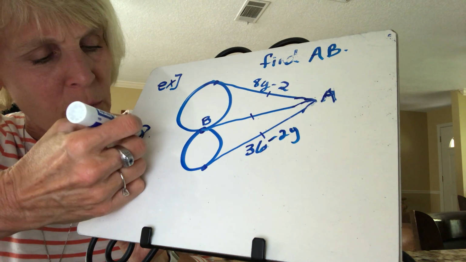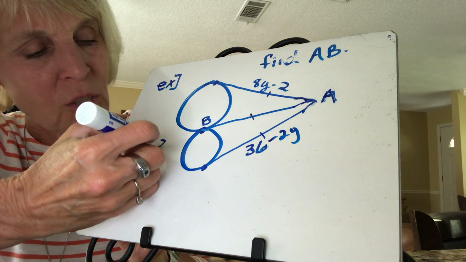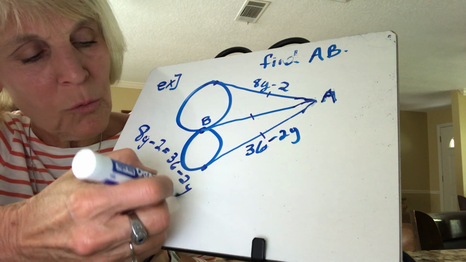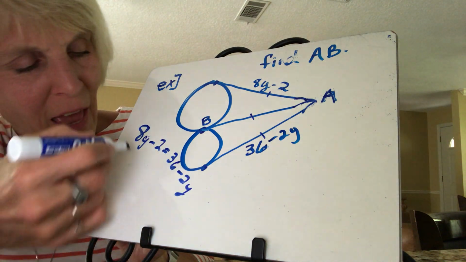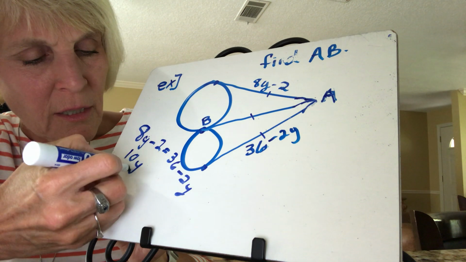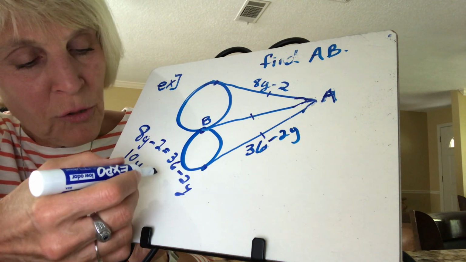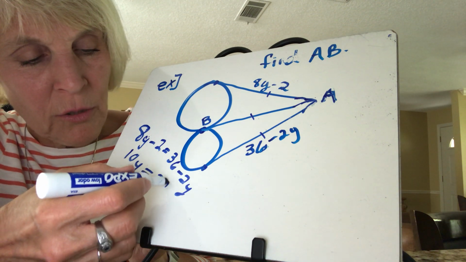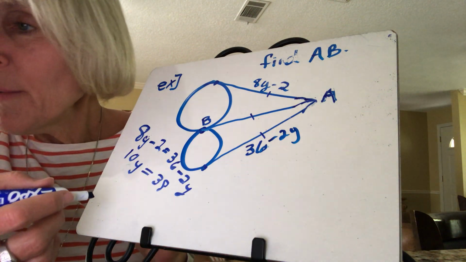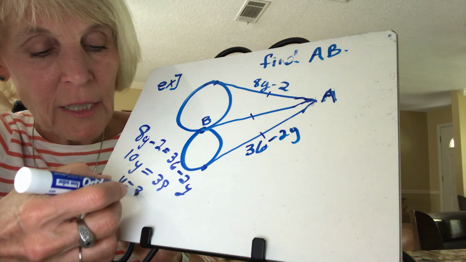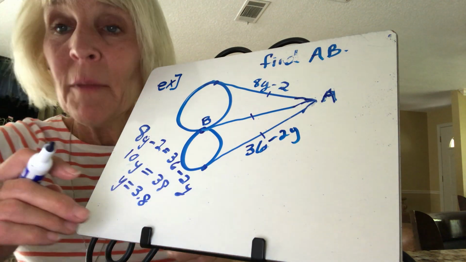You just say, 8y minus 2 equals 36 minus 2y. So then I just add 2y to both sides. So 10y equals, add 2 to both sides, so 36 plus 2, 38. So I would get y to equal, what? 3.8, exactly.